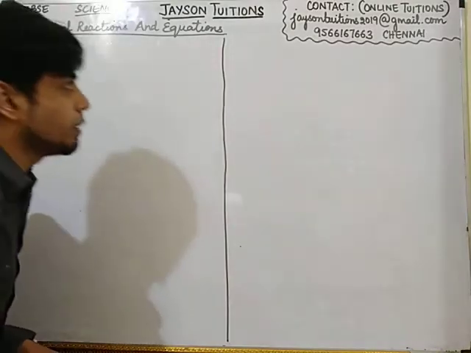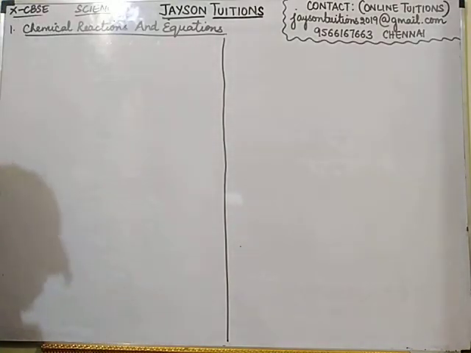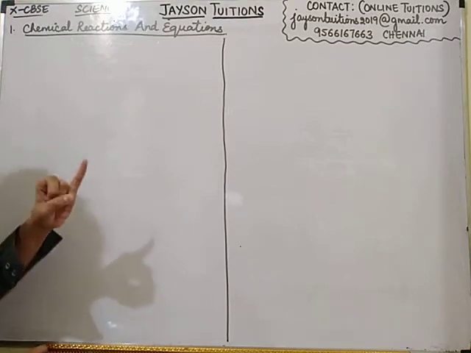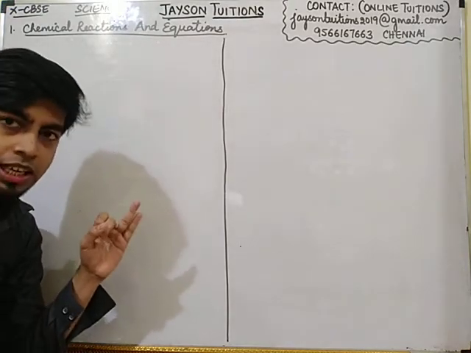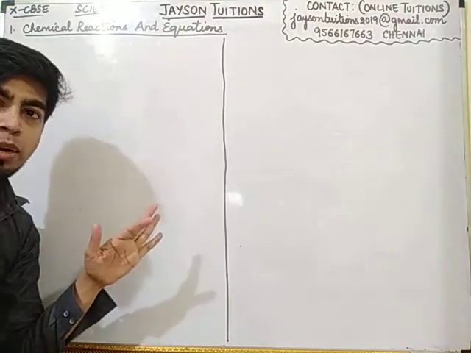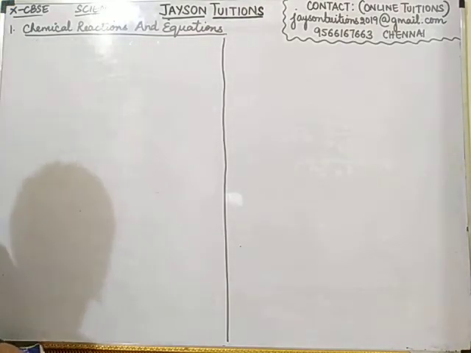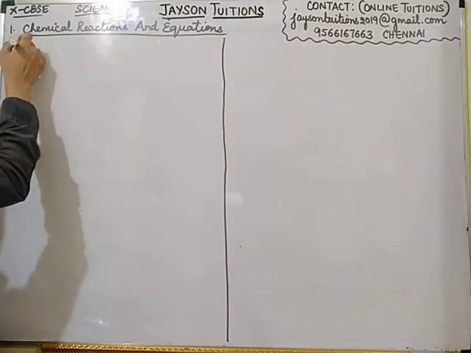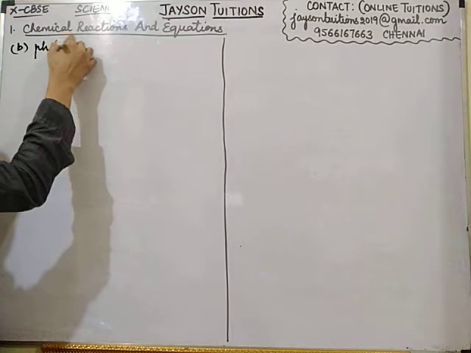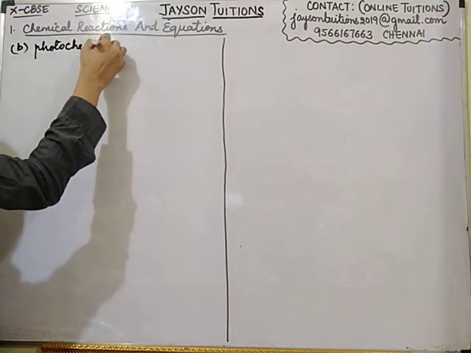In that we have studied thermal decomposition reaction, and today we will continue with the next two types of decomposition. So I told you yesterday, decomposition reaction is of three types: thermal decomposition, photochemical decomposition, and electrolytic decomposition. The thermal decomposition we completed yesterday. So today we will continue with the next decomposition, which is called photochemical decomposition.